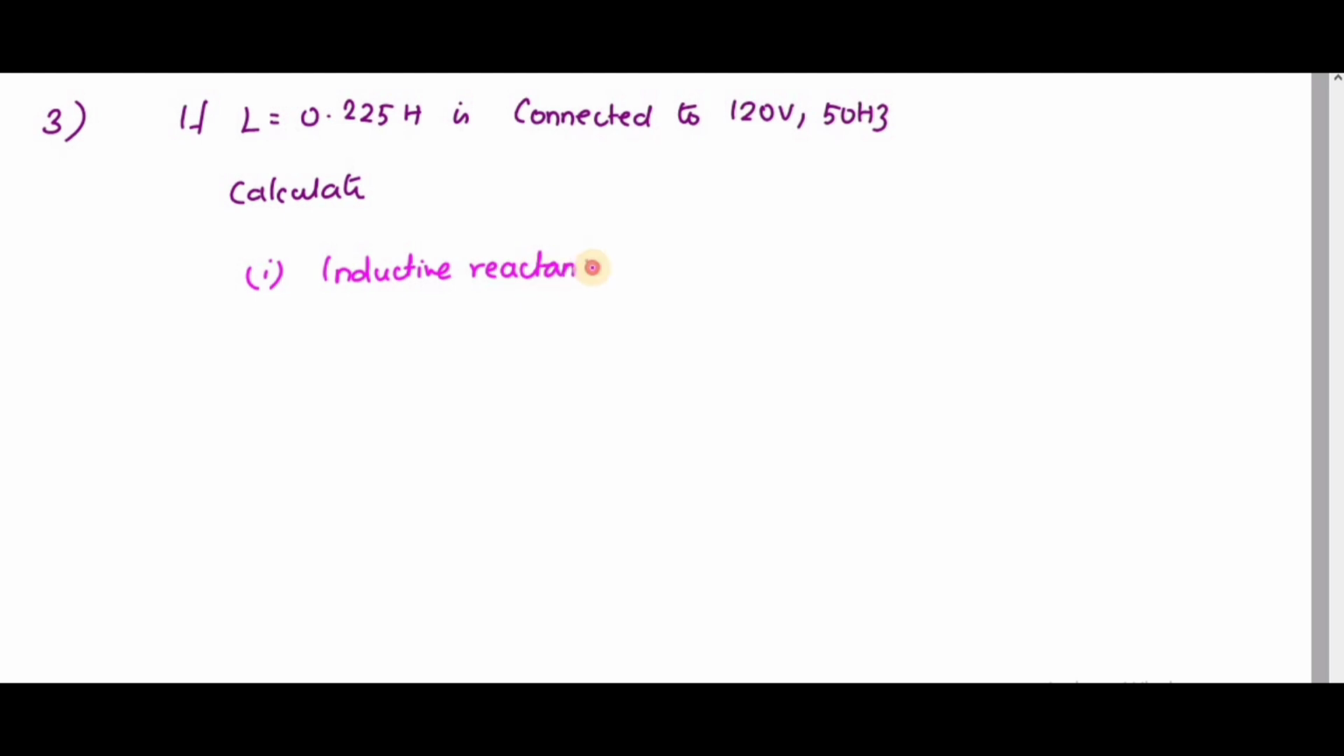XL is equal to omega L, so 2 pi f L. The L value is 0.225, and the f value is 50 hertz. So you substitute the values and the answer is 70.68 ohm.